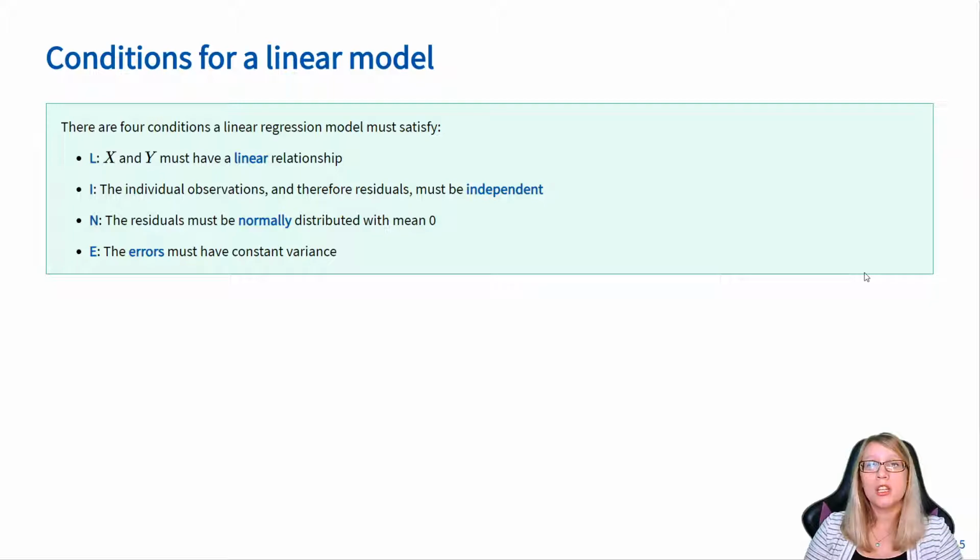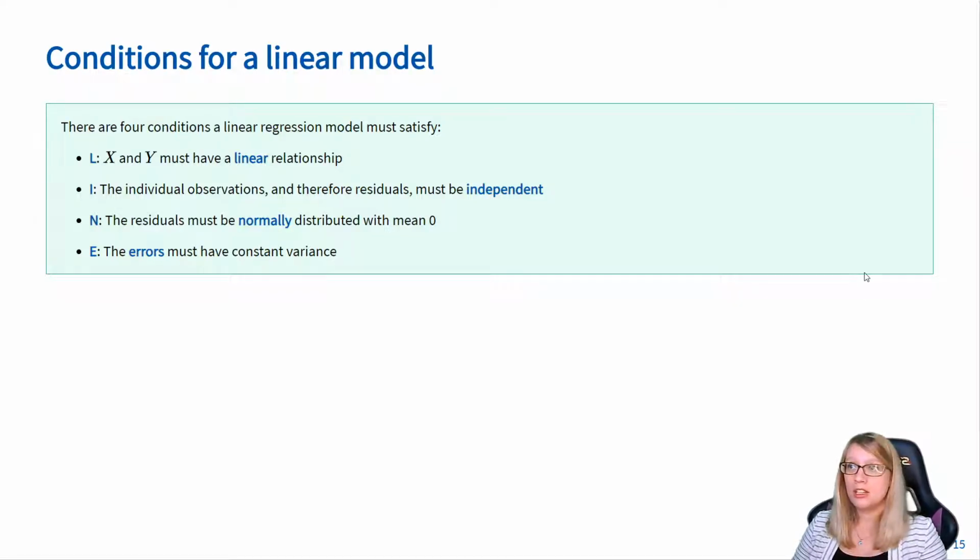Second condition, the I condition. The individual observations and therefore the residuals must be independent. So there should be no linkage or no connection between our observations. Third condition, the N condition. The residuals must be normally distributed with mean 0. And then finally, the E condition, the errors must have constant variance.